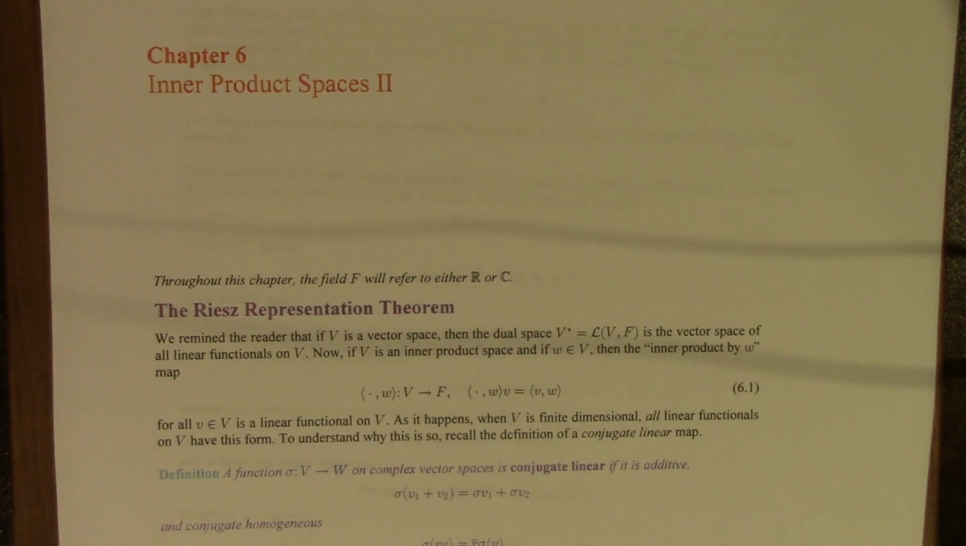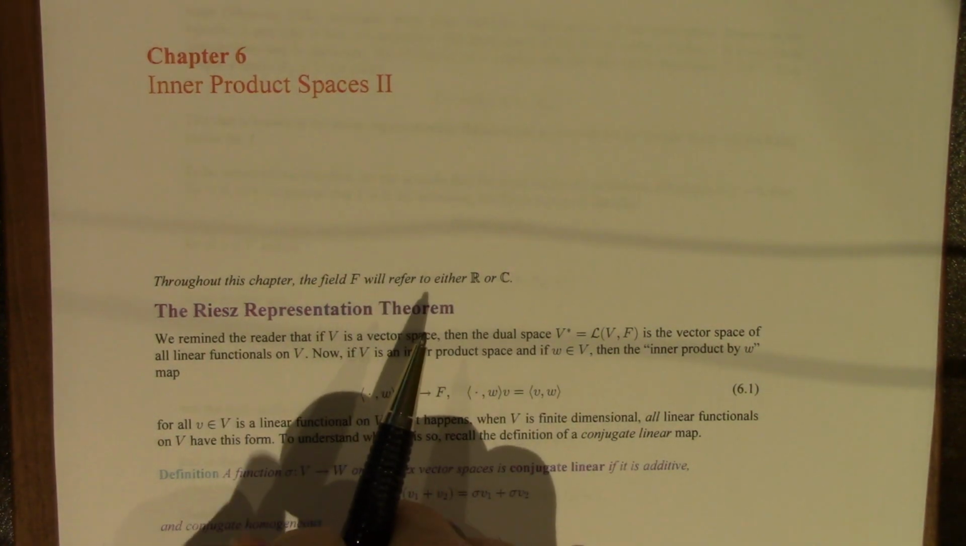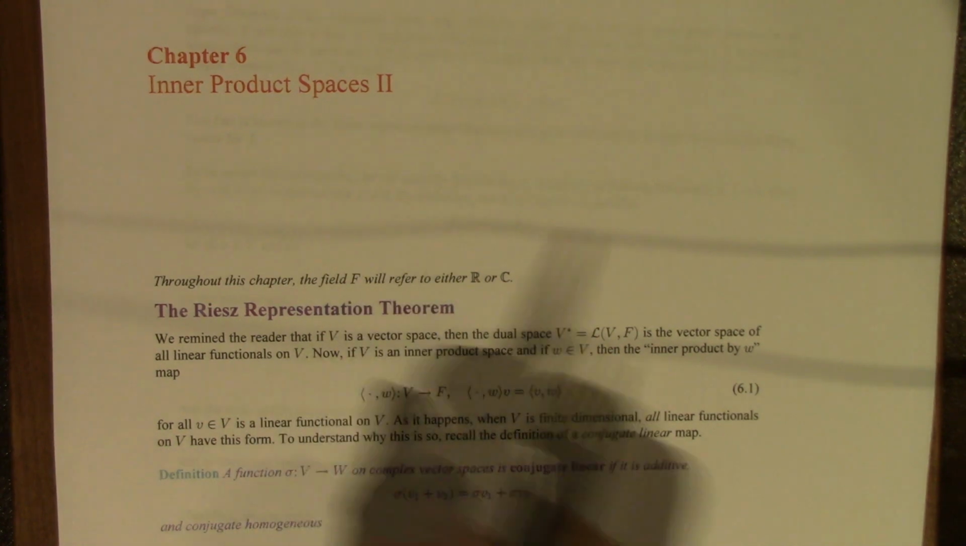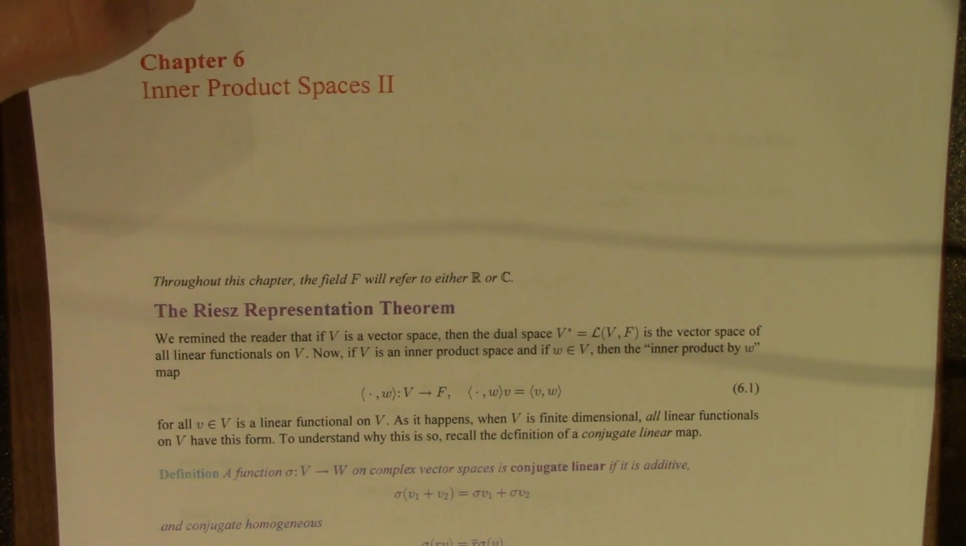After our digression into Hilbert space, it's time to return to inner product spaces in general. As we did in previous lectures, the field F will refer to either R or C. And we're ready to start chapter 6 of my new book.